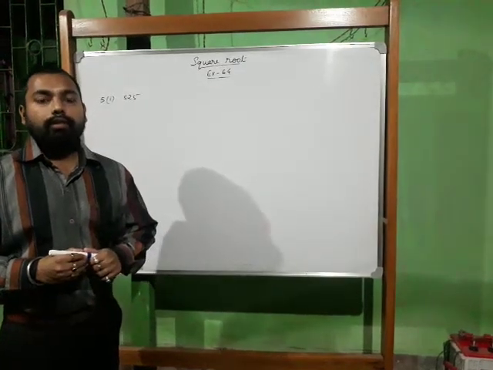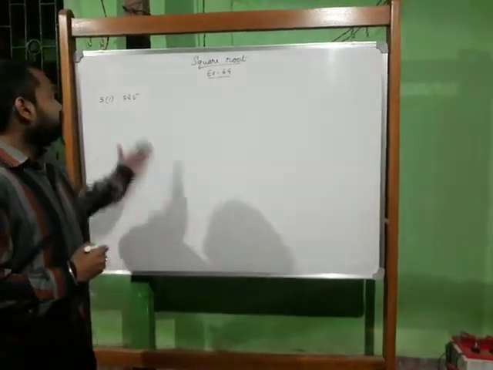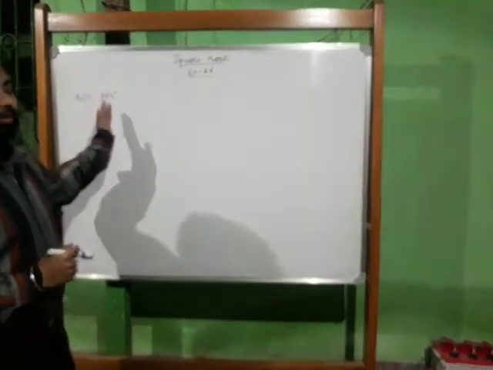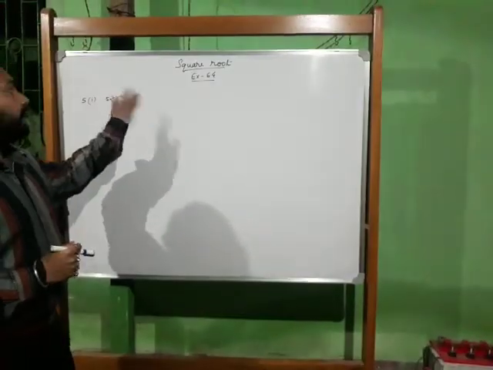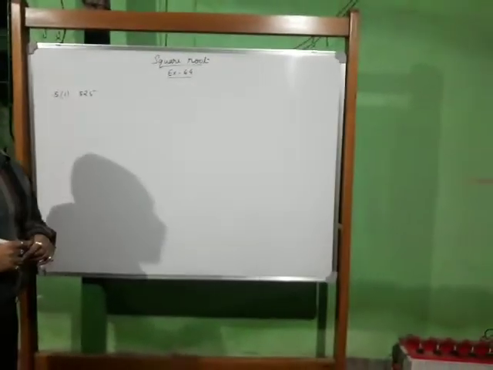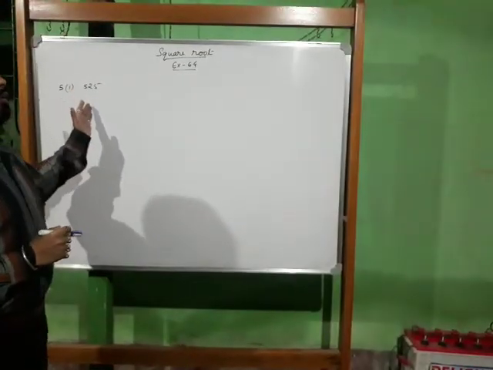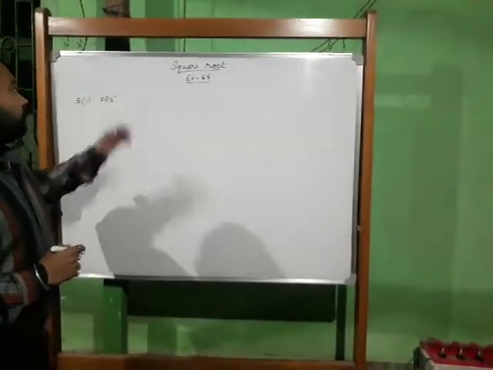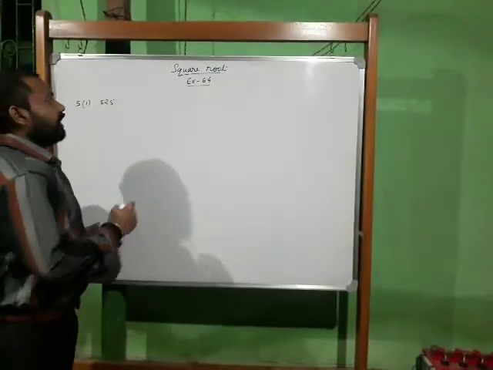Namaste everyone. So today we will learn what number should be added with the given number to make a perfect square number. So I am talking about exercise 6.4 question number 5.1. The question is 525. What least number should be added with 525 to make it a perfect square number? So we will be doing this by division method.